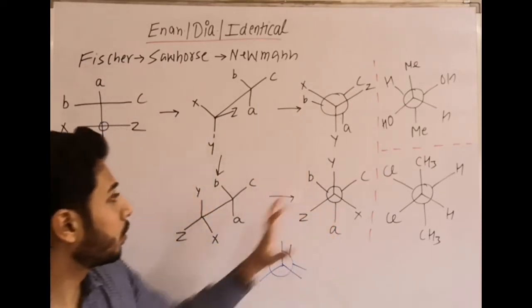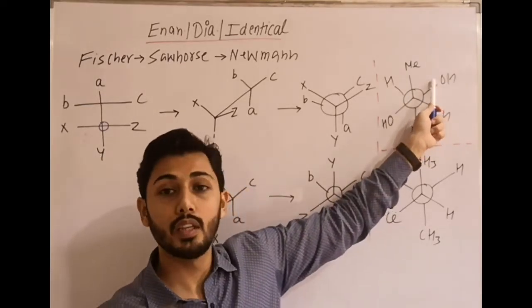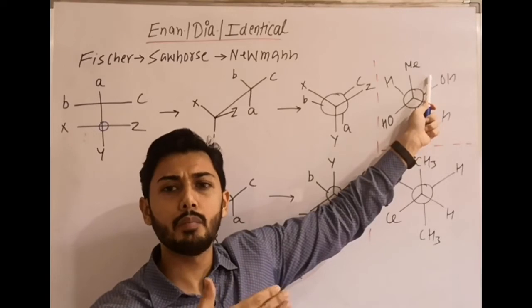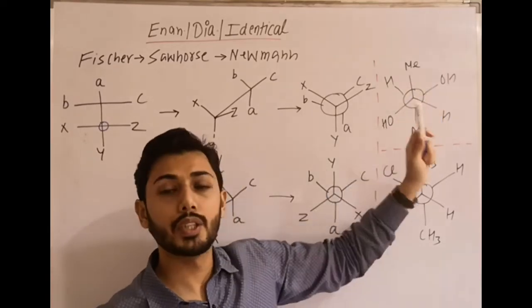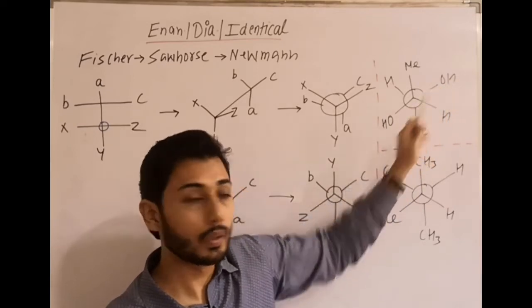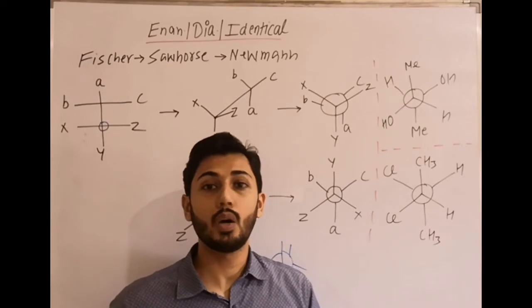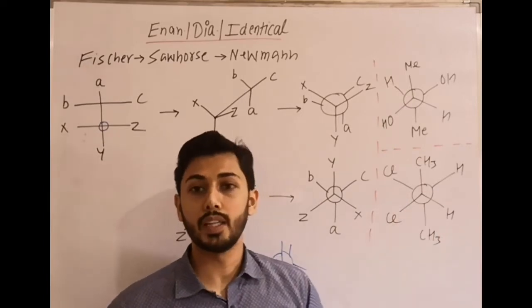Now by going through that one, solve these two examples. Convert it into the correct Fischer projection by going through Sawhorse, or you can directly convert it into Fischer projection. Write the structure of Fischer for this molecule. Second one is, for this Newman, convert it into Fischer and find out the configuration of chiral centers.